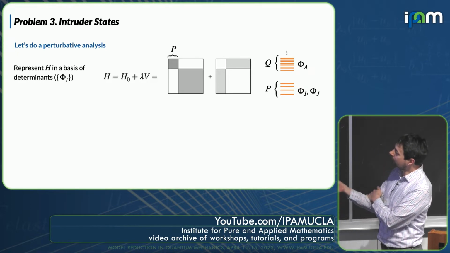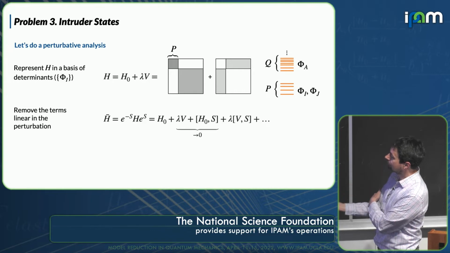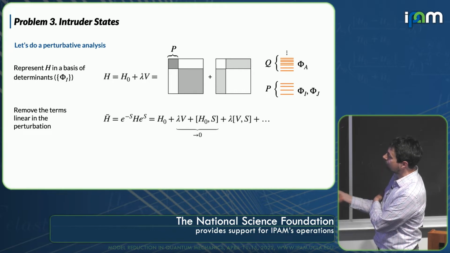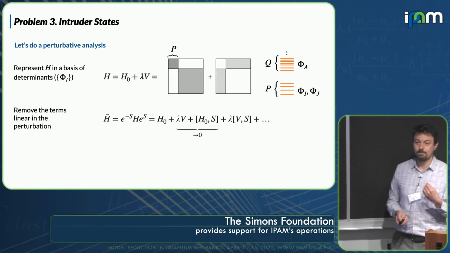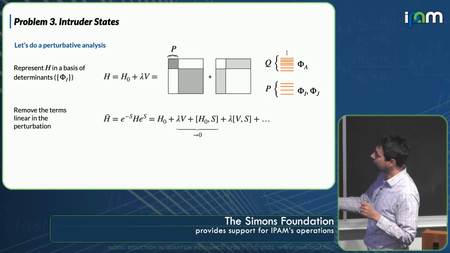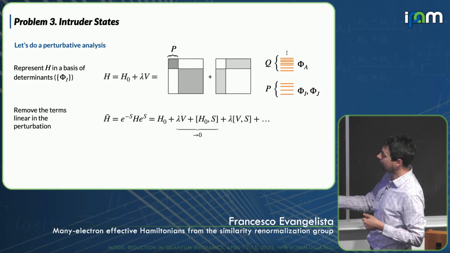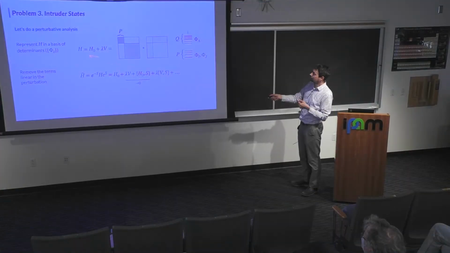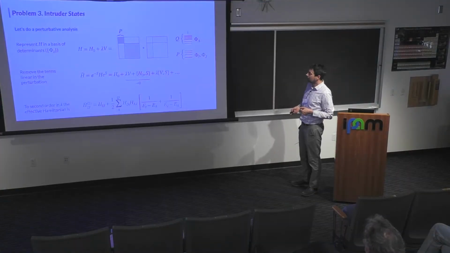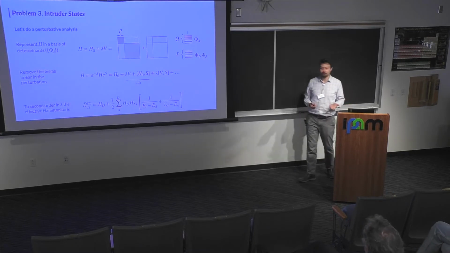I'm going to treat V as a perturbation to first order. Now I can apply my Schrieffer-Wolff transformation here. I get this expansion, and one of the simplest things I can do is try to remove the coupling to first order. The degree of freedom I have is the operator S. So I can ask that the commutator of H0 with S cancels lambda V. And if you do this, you get one of the simplest ways to create an effective Hamiltonian.